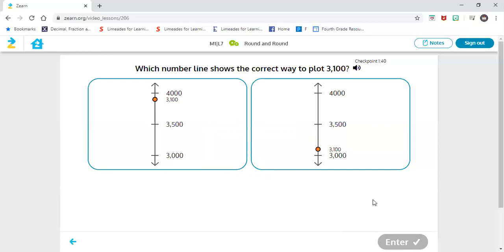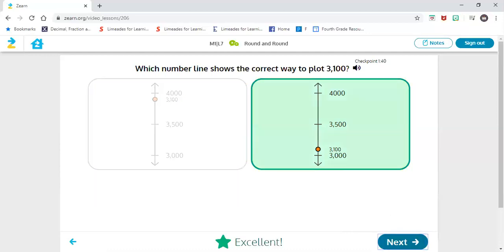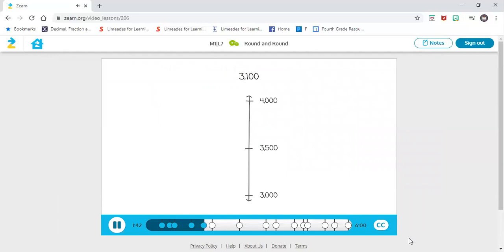So the question is, will 3,100 be closer to 3,000 or closer to 4,000? We use our midpoint as a guide. Is 3,100 less than or greater than 3,500? It is definitely less than, because when I compare my numbers in the thousands place, the number is the same. So then I go to my hundreds place, 5 is greater than 1. 3,100 is less than 3,500. So 3,100 is here on the number line.